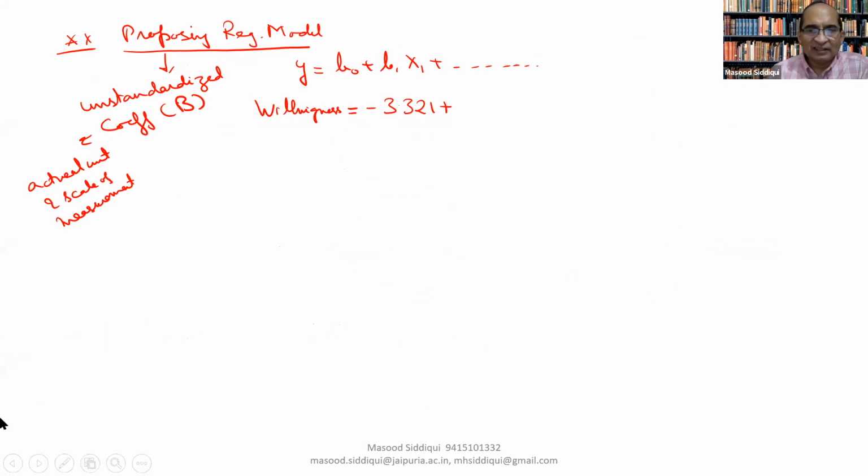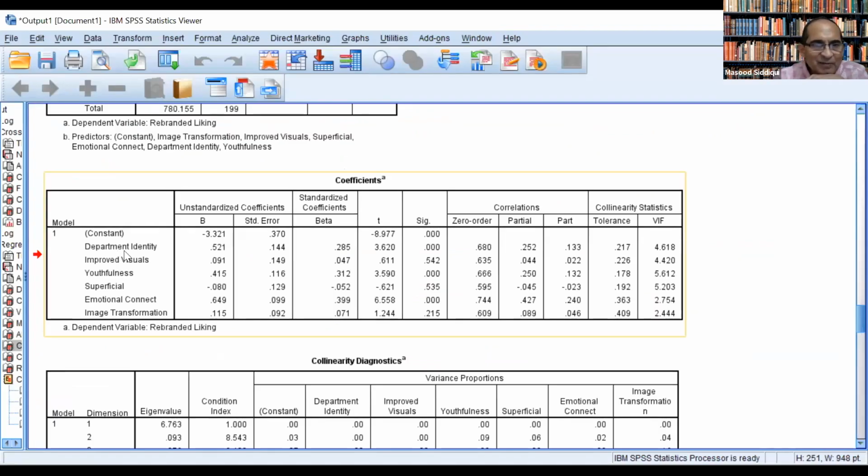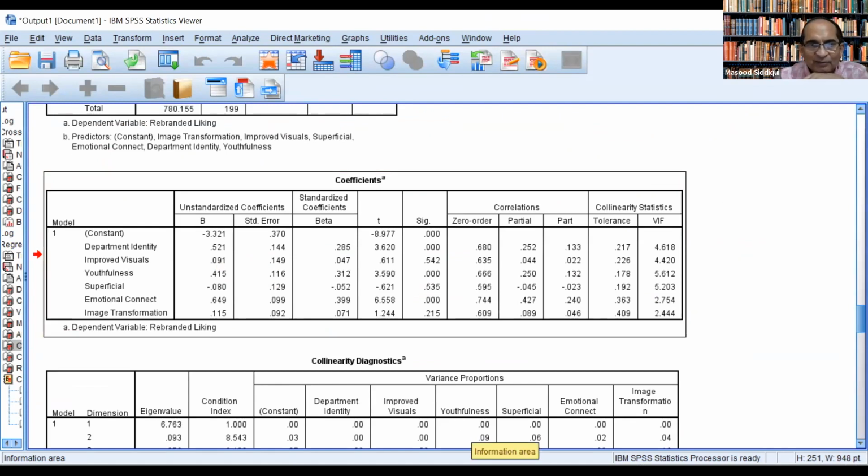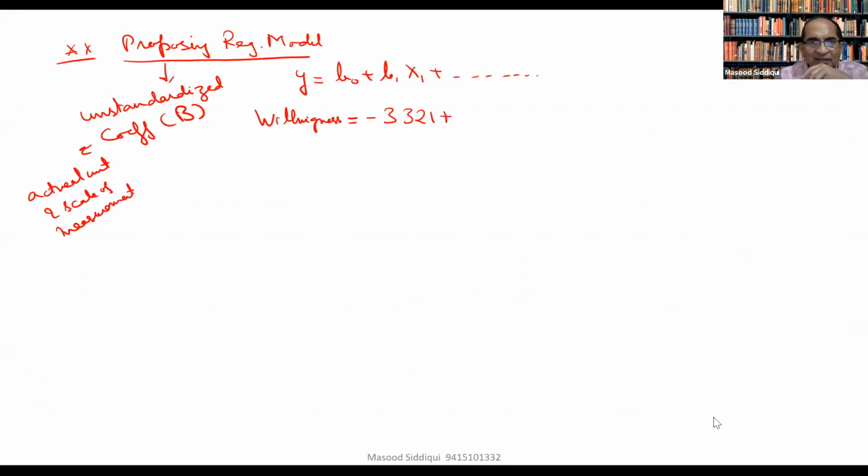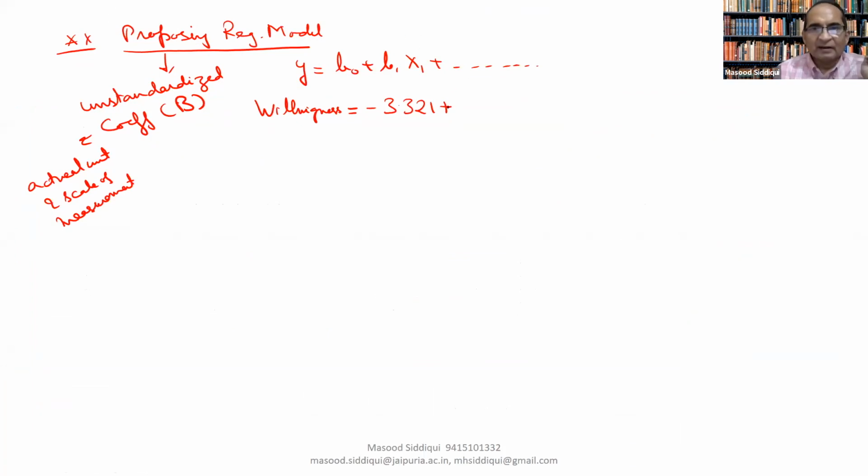Now here we have the first independent variable. Let me check the first significant predictor. The significant predictor is departmental identity, having unstandardized coefficient 0.521. So let me write it as 0.521 into the rating given to departmental identity. This means this is the value given to X1. This is the first predictor, which is significant.